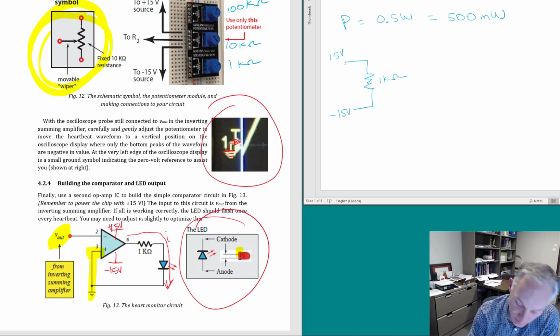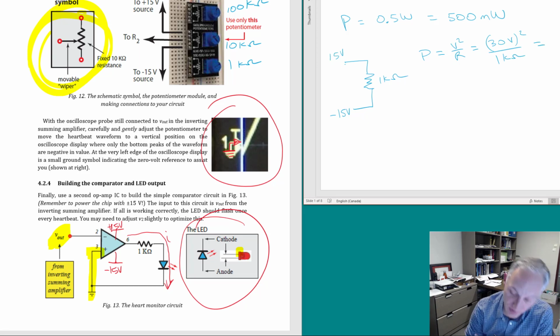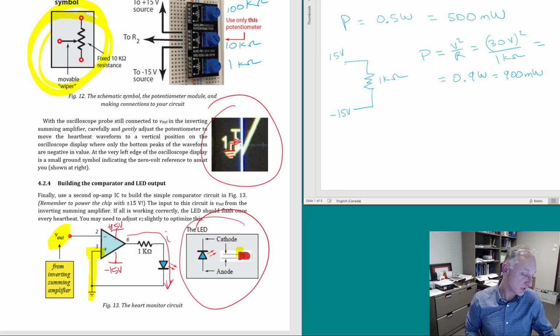So what's going to be the power dissipation? Power is going to be V squared over R, which is going to equal 30 volts squared over 1 kilo. That works out to 0.9 watts, equal to 900 milliwatts. So then we're going to burn or blow up our potentiometer. It's going to have too much heat going through it, and that's not going to be good. So that's for the 1K.